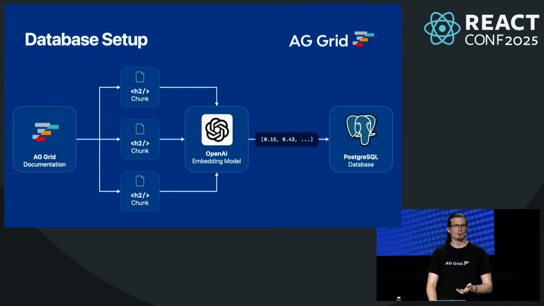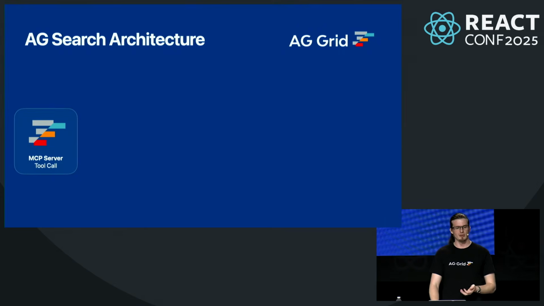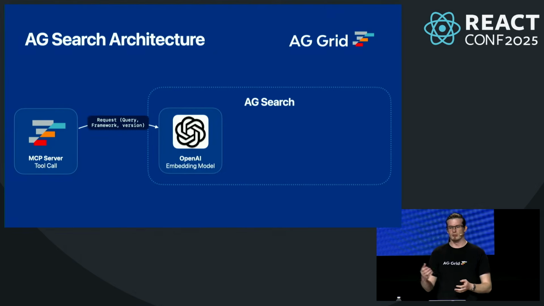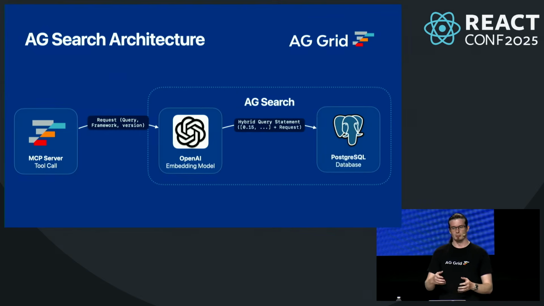So now that we have this database set up, this LLM-optimized database with all this vectorization going on, we're able to start calling this from our MCP server. Let's take a closer look at how that works. The MCP server will make a tool call, in this case to search the documentation, and send this request through to AG Search. It will pass through the query, the framework, and the version, as we just saw in that code example before. We then put that through the embedding model so that we can get the semantic analysis of that request and turn that into a vector array. We also include the plain text request as well, so we can create a hybrid query statement.